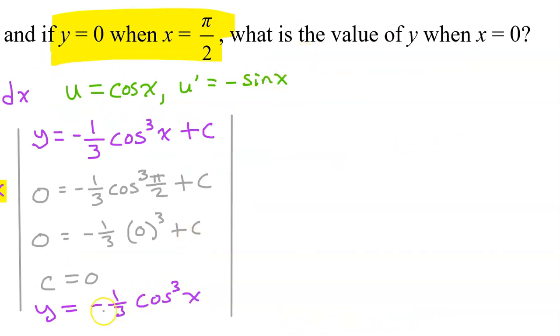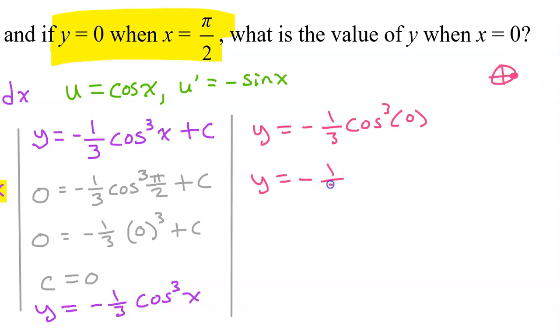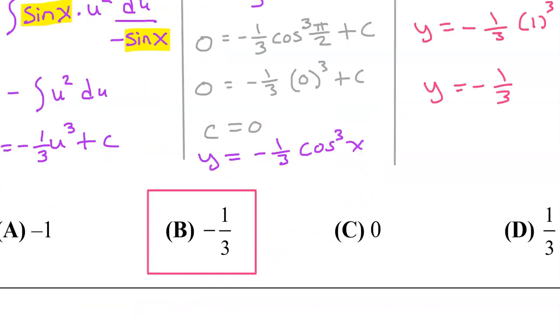So now we should be able to use this equation to find the value of y when x is equal to 0. So substituting 0 for x, we have y equals negative 1/3 cosine cubed 0. What is the cosine of 0? Remember, cosine is the x value, so cosine of 0 is 1. So this will be negative 1/3 times 1 cubed, which of course is just 1. So y equals negative 1/3. So the correct answer is B.